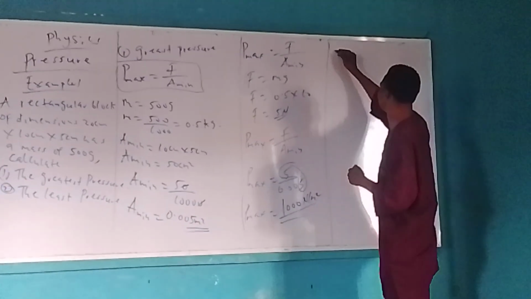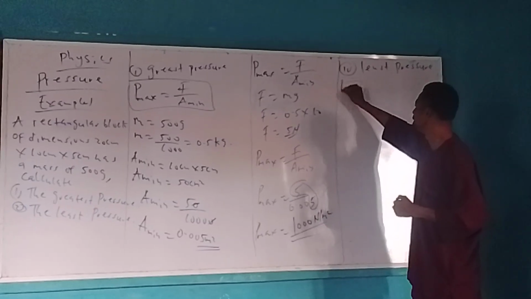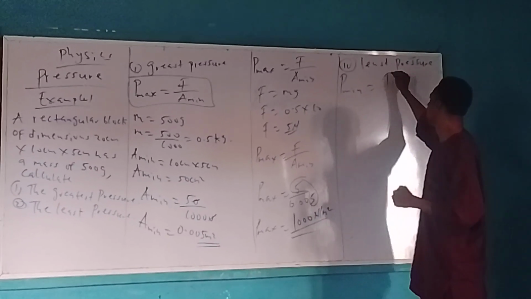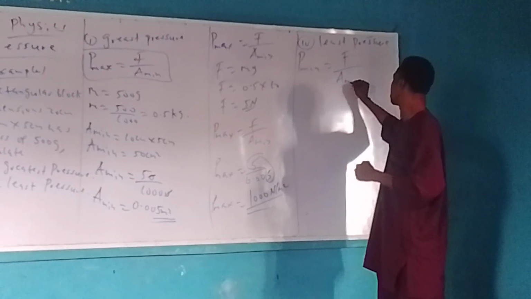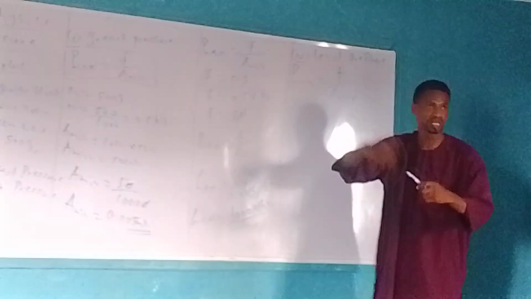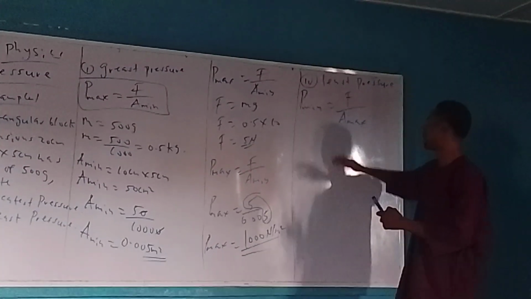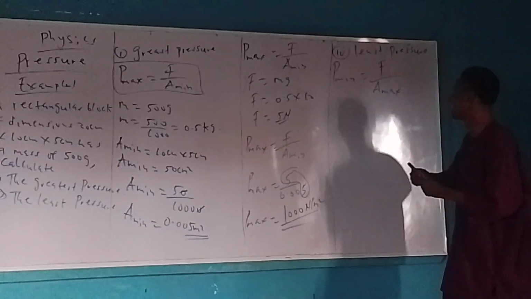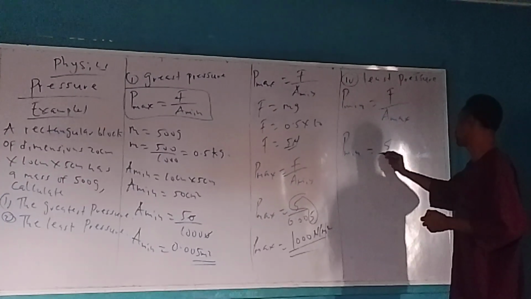Let's calculate number 2 and check now. Number 2 is to calculate the least pressure. So let's test what I've said earlier. To get the minimum pressure, what is the formula? F over A. For pressure to be minimum, the area must be maximum, or we have a large surface area. So in this case, P minimum, what is our force here? Our force was 5.